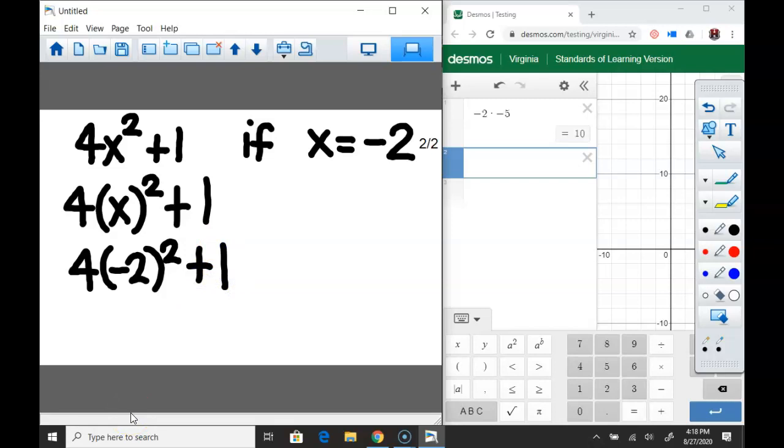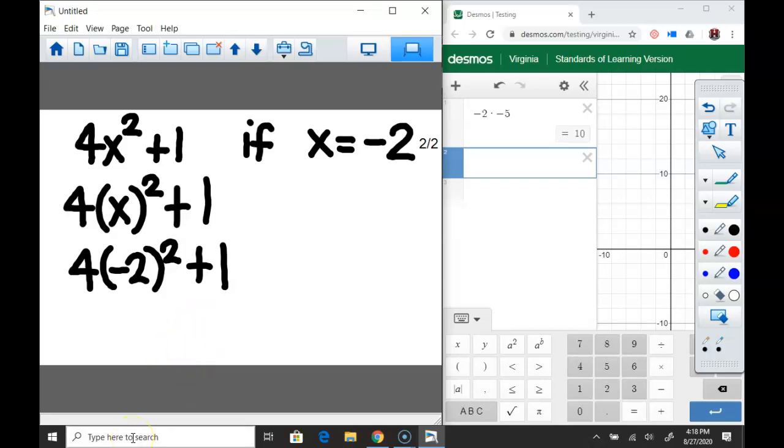Now, this is the point where we'll use GEMDAS. So does this problem have grouping symbols? Well, it has parentheses, but there's only one number inside of them. There's nothing to do in there, so no grouping symbols. Does it have exponents? Sure it does. I need to do negative 2 to the second power.